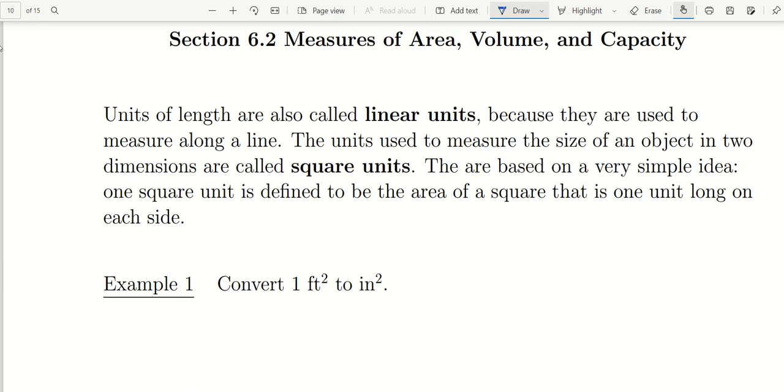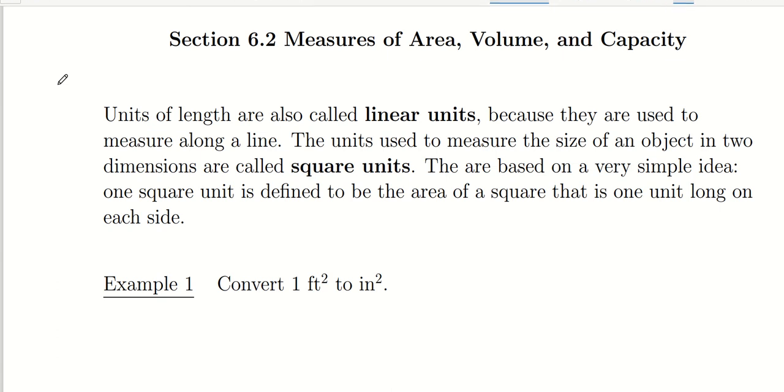In section 6.2, we're going to move on to measurements of area, volume, and capacity. The units of length are also referred to as linear units because they measure things along one dimension. The units that are used to measure the size of an object in two dimensions are called square units. They are based on a very simple idea: one square unit is defined to be the area of a square that is 1 unit long on each side.